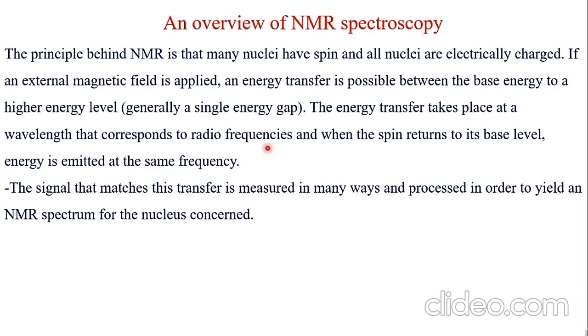Coming to the overview of NMR spectroscopy, the principle behind NMR is that many nuclei are electrically charged and spinning. If an external magnetic field is applied, an energy transfer is possible from the base energy level to a higher energy level, generally a single energy gap. The energy transfer takes place at the wavelength of the corresponding radio frequency, and when the spin returns to the base level, the energy is emitted at the same frequency. So this is the main concept of NMR.